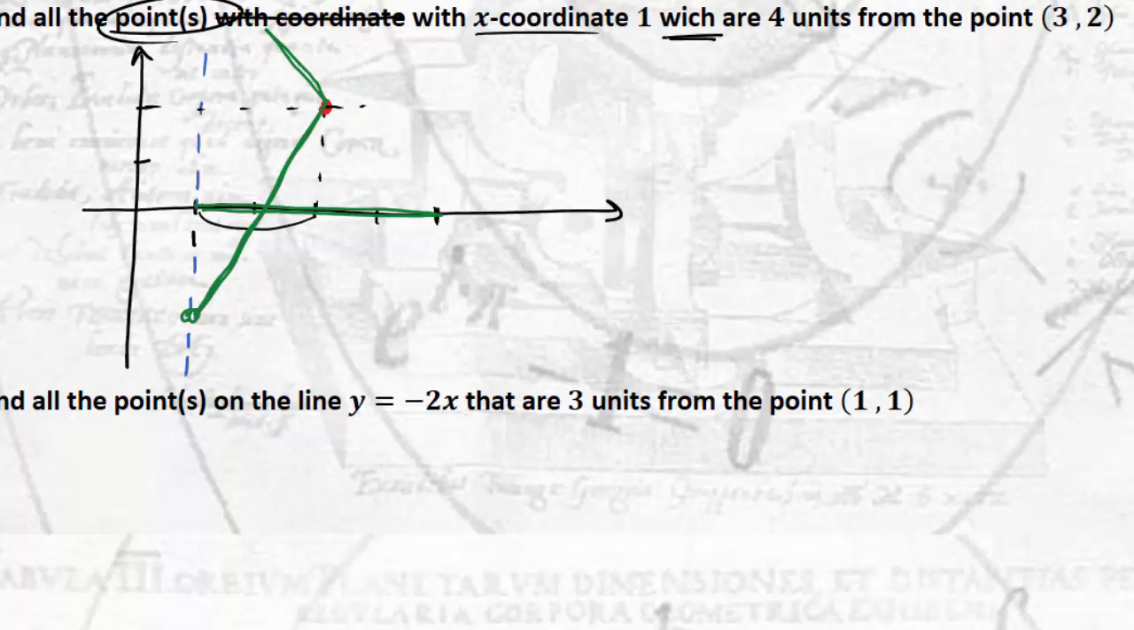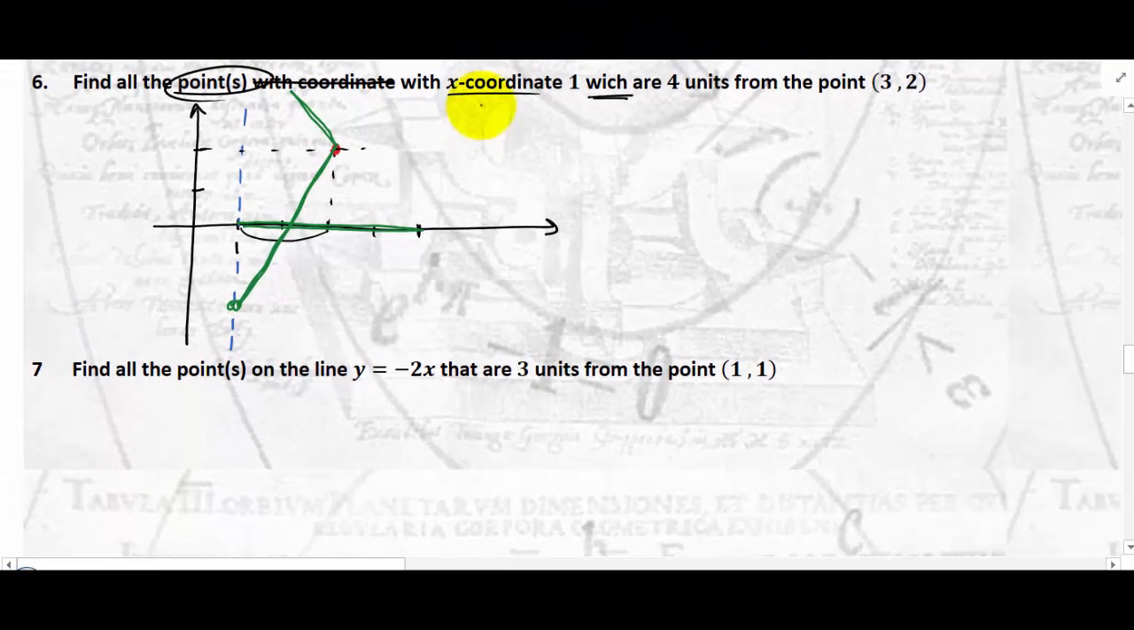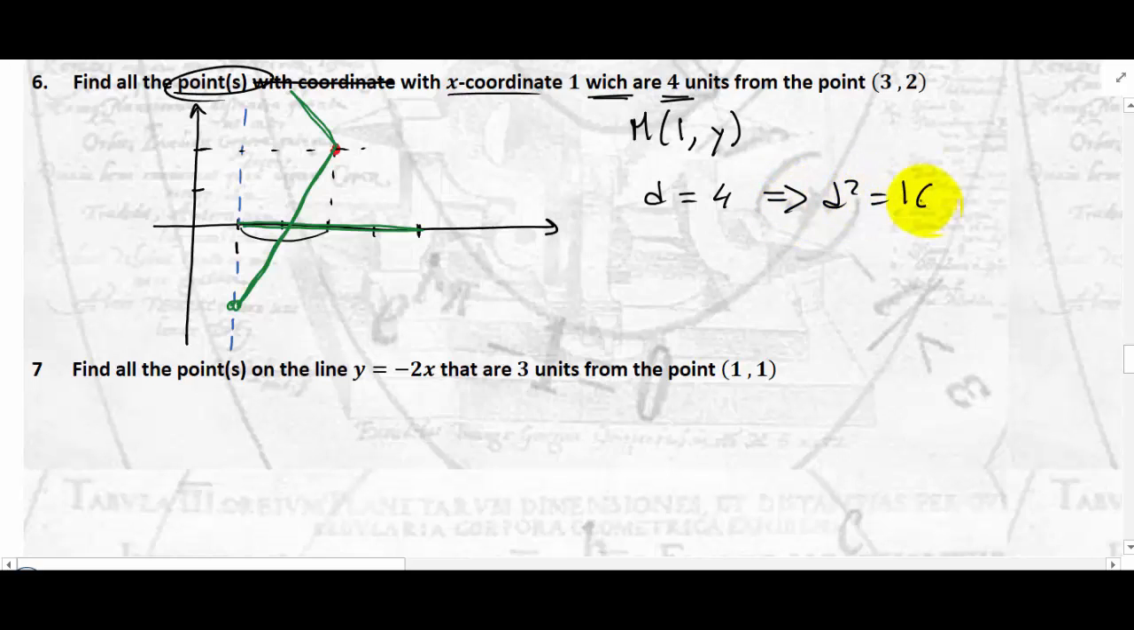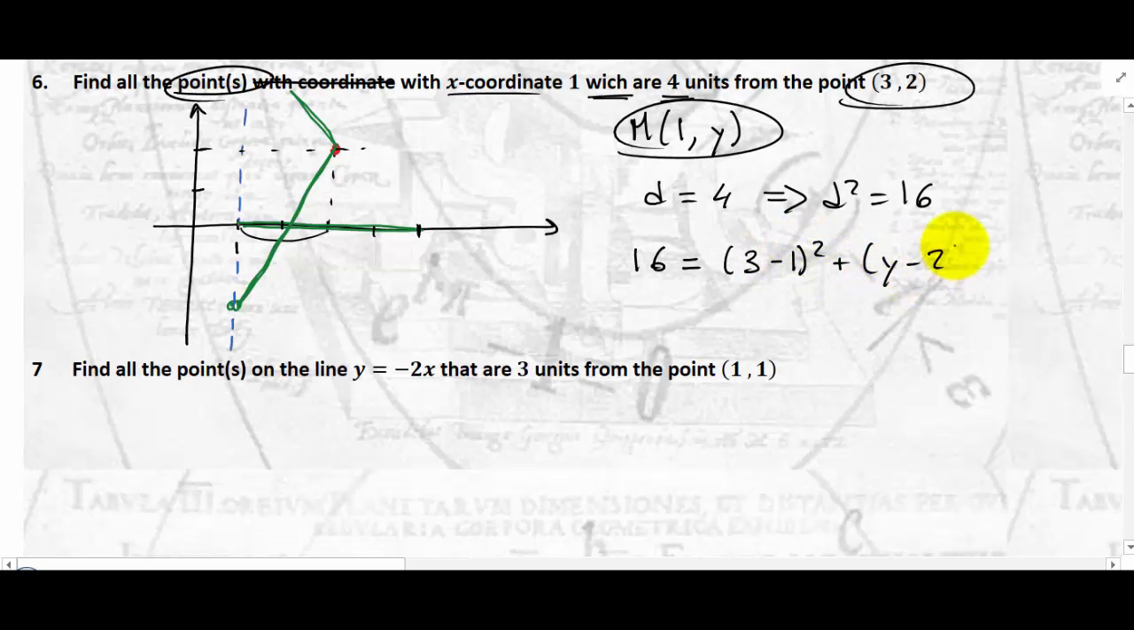All right, let's now do the problem algebraically. The points I'm looking for have an x coordinate of 1, so I'm going to call them (1, y). They are 4 units away, so let's call the distance d. d is 4. I don't want to deal with square roots, so d squared is 16. Let me write the distance formula: 16 equals (3 - 1) squared plus (y - 2) squared.